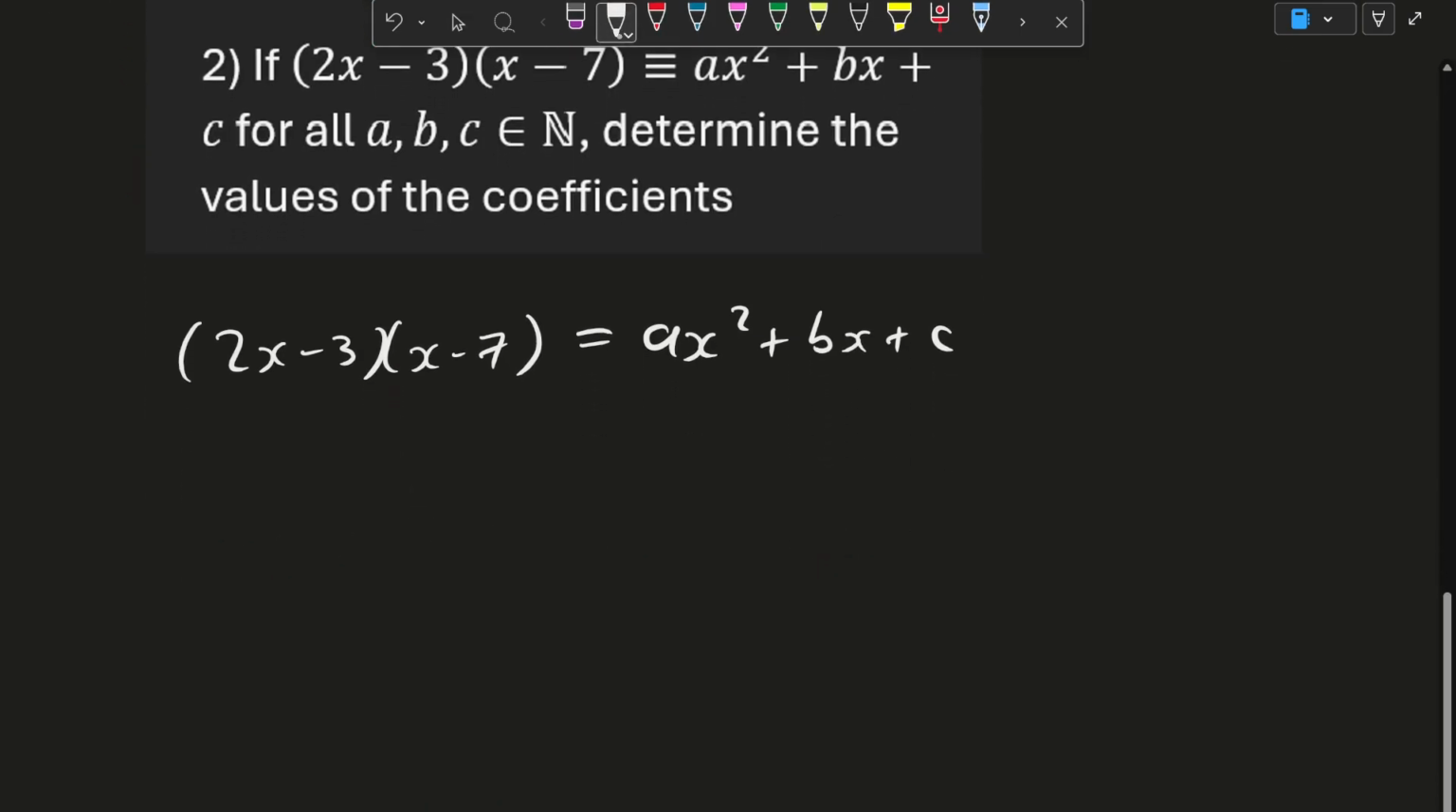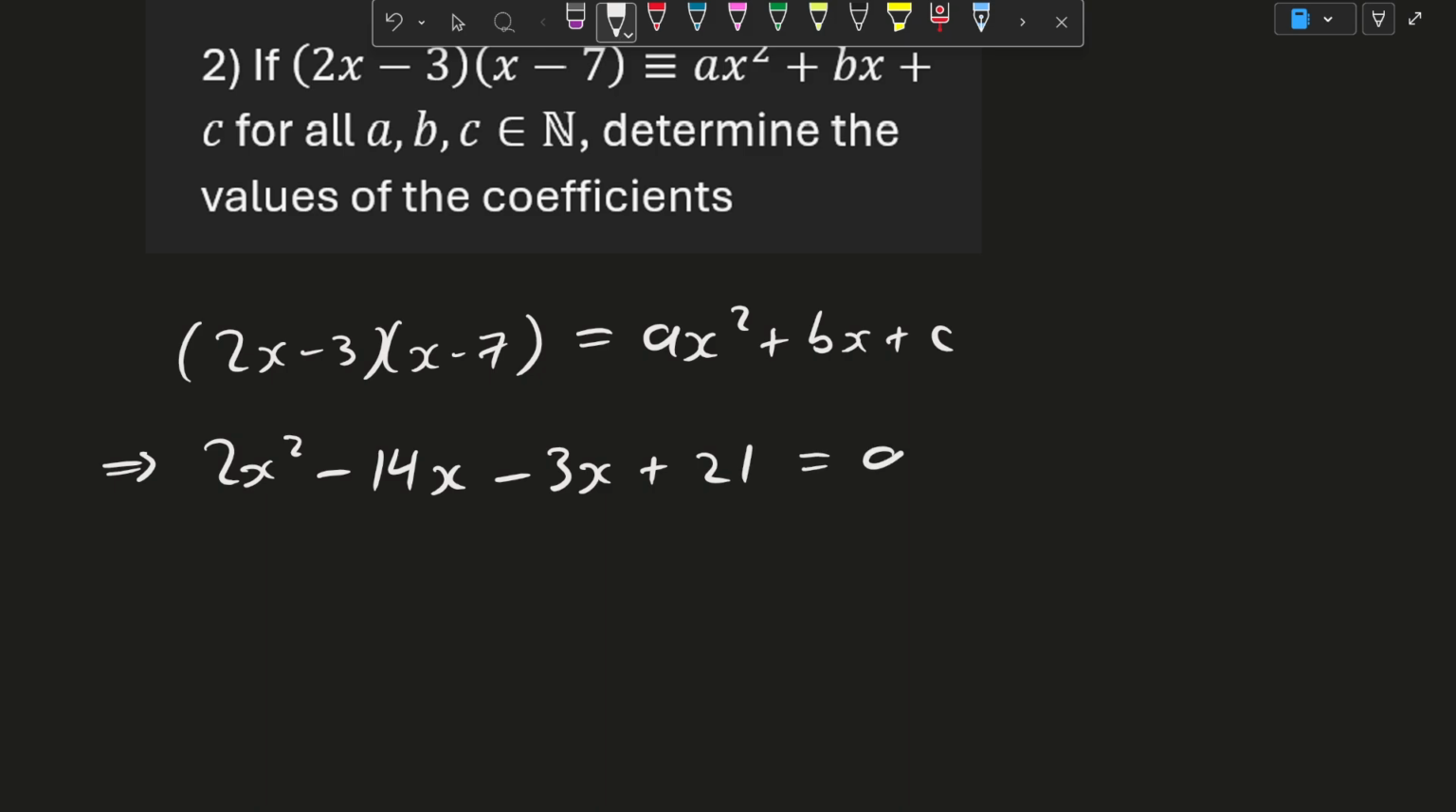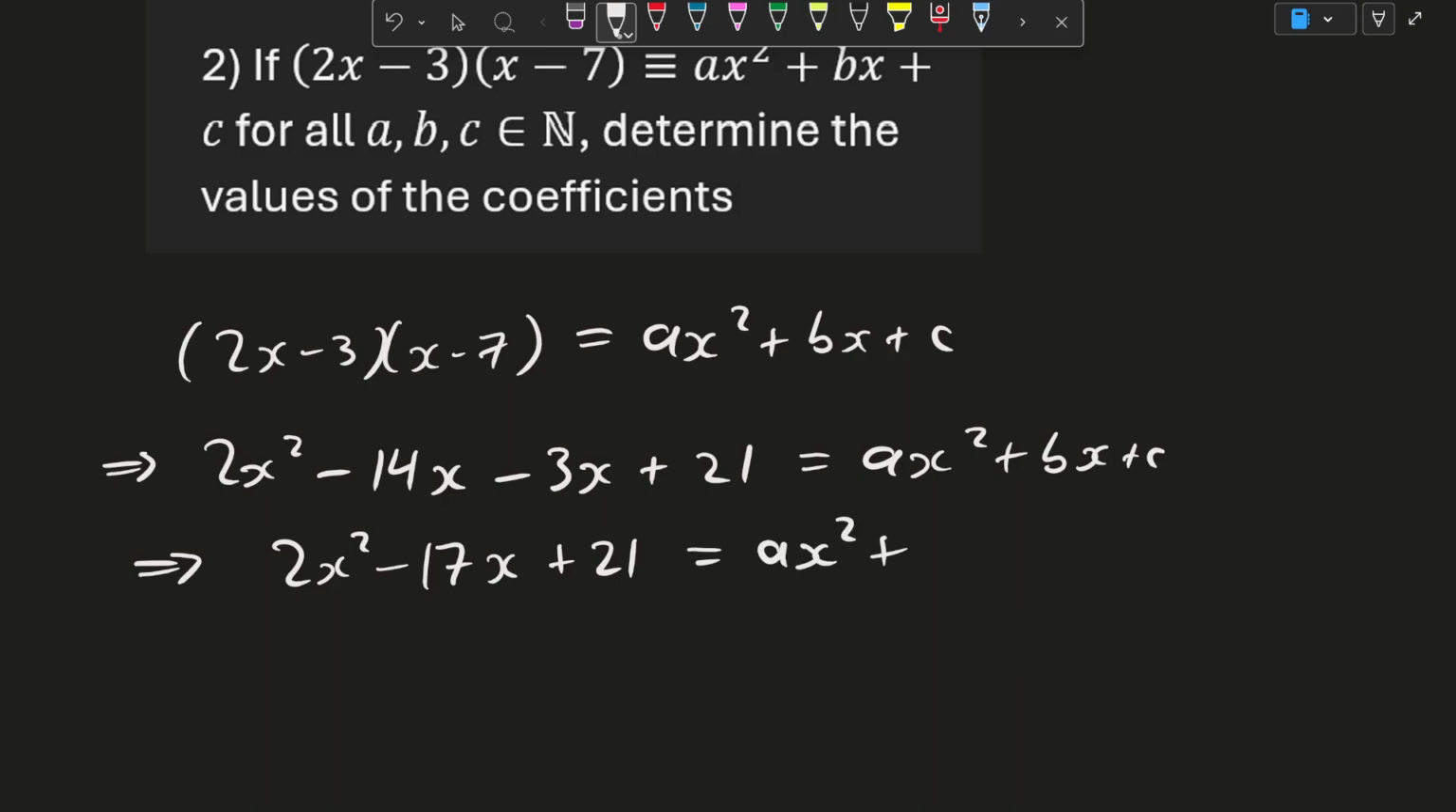Now, in expanding these brackets, we get a 2x hitting the x, giving us a 2x squared. 2x by negative 7 gives us negative 14x. Negative 3 times x gives us negative 3x. And then negative 3 by negative 7 is plus 21. It's still equal to this generic quadratic, which if we group all the terms, we get 2x squared take away 17x plus 21, and we want that to be the same as ax squared plus bx plus c.